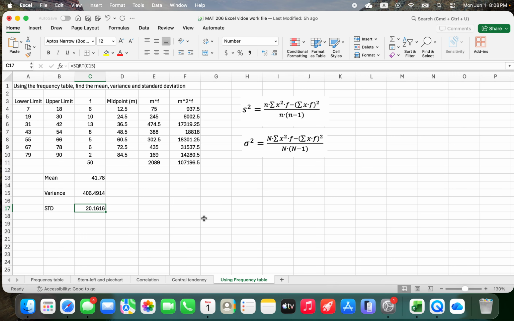Can make sense, right? Okay, so this is how you can find the mean, variance, and standard deviation using a frequency table.